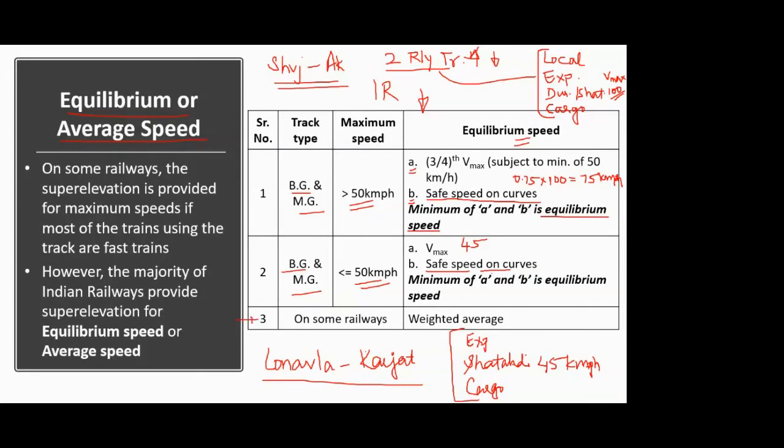And third, they have given the category that for some railways or some sections, you can also take the weighted average. Weighted average is nothing but the speed into the number of trains. So suppose on this Lonavala Karjat section, in a day you have 6 express trains passing, 3 Shatabdis, and 5 cargoes. So this into the speeds of those trains, divided by the number of trains, will give you the weighted average. By this table, we find out the equilibrium speed, and then we find out the equilibrium Cant.